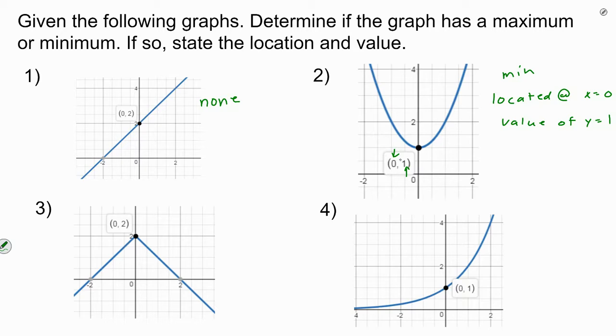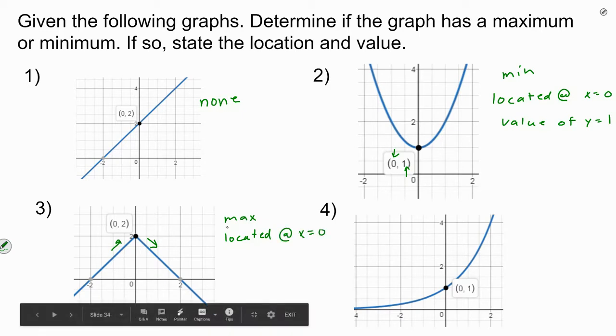Let's look at number 3. This one should be obvious. I see the increasing, then the decreasing. So this has to be a maximum. So let's see, it is located at x equals 0 and has a value of y equals 2.